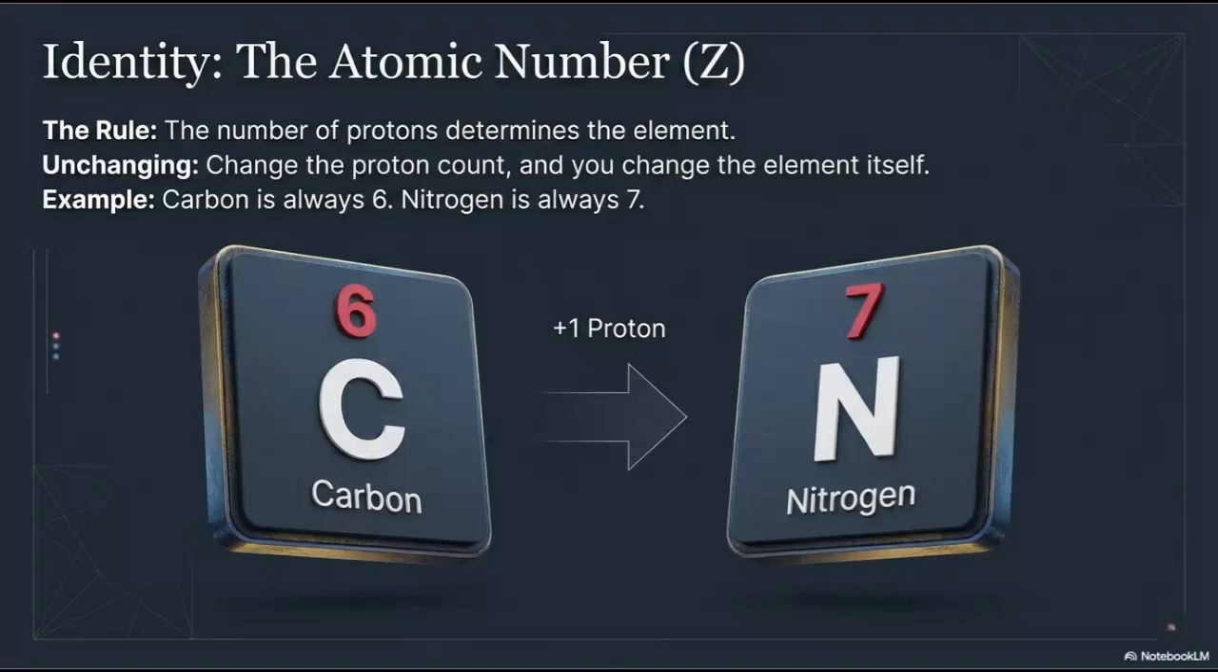Again, atomic number, which we use the letter Z to represent, is how many protons you have in the nucleus of that atom, which means how many positive particles you have in that nucleus.